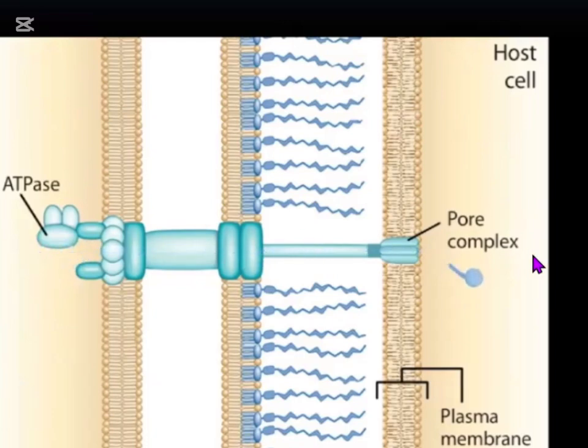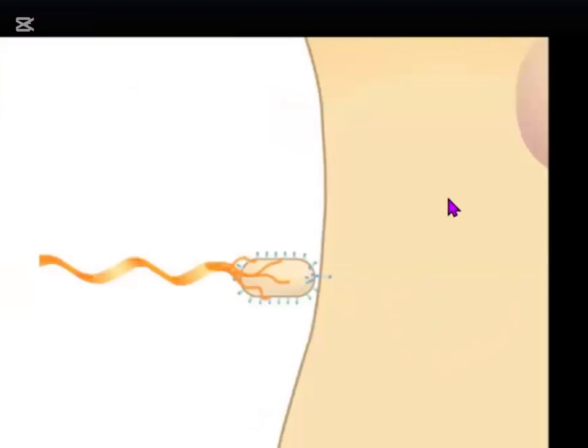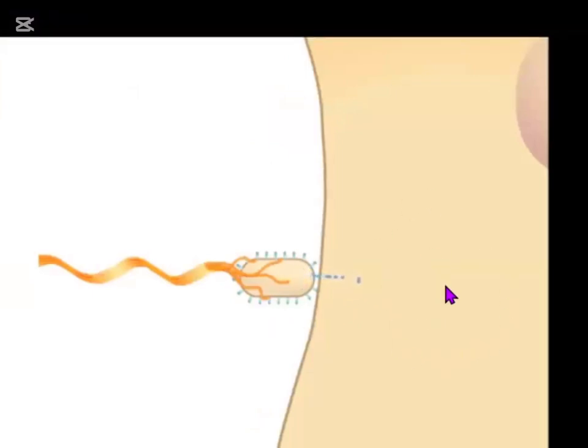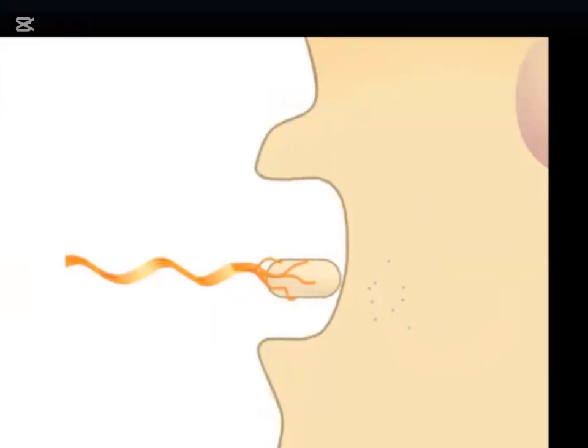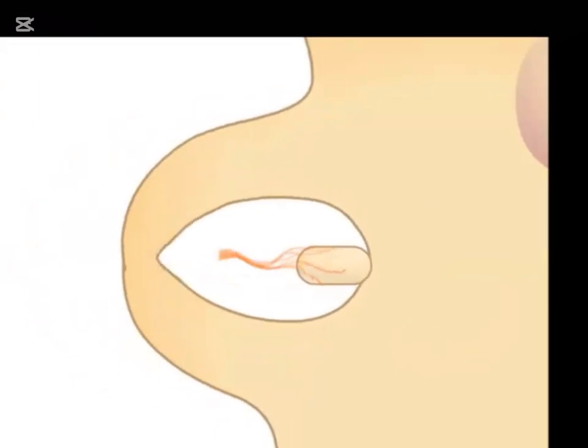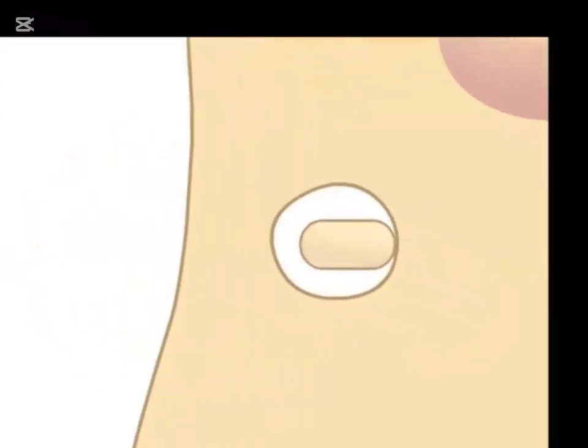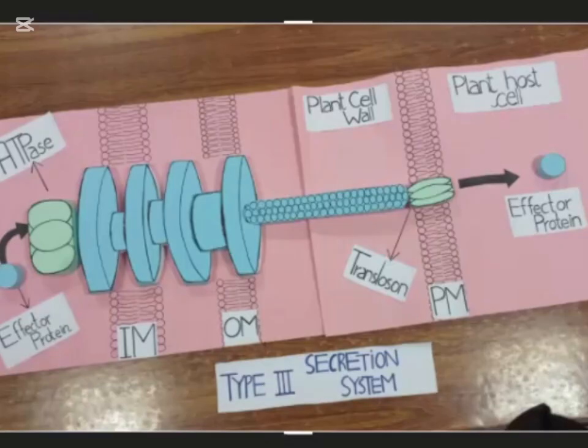This protein, after entering the host cell, can suppress the immunity of the host cell. This is the protein that is entering the host cell, and there it will suppress the immunity. And after suppressing the immunity, the whole bacterial cell will enter the host cell and start to replicate in the host cell. And this is the structure of the needle that is present in a bacterial cell.